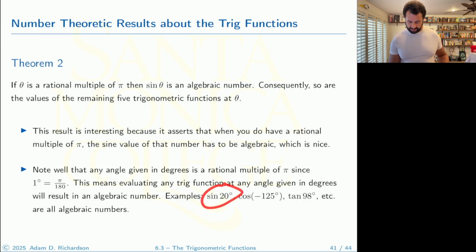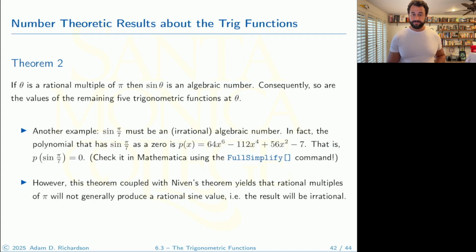So some examples: sine of 20 degrees, that's going to be an algebraic number. Cosine of negative 125 degrees, that's going to be an algebraic number. These aren't standard angles, right? 20 is not a standard angle. 125 is not a standard angle. So you're going to get an algebraic irrational number when you try to evaluate these functions. Tangent of 98 degrees, those are going to be algebraic numbers.